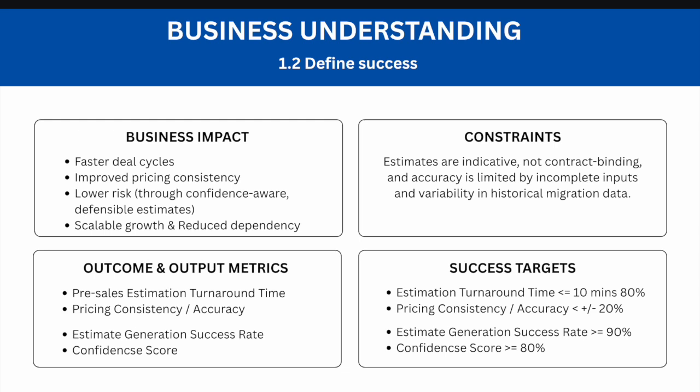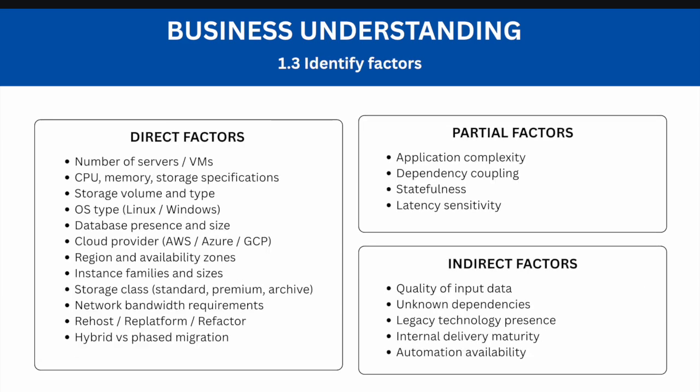There are a few constraints we have identified. Estimates are indicative, not contract binding, so it is not final pricing that we are talking about right now. Accuracy is limited by incomplete inputs and variability in historical migration data. Many times in historical migration data, a few details are missing. Even when we're creating a new quotation, there might be some missing data or elements. In that case, we took help from our senior consultants to identify what factors could affect the migration cost.